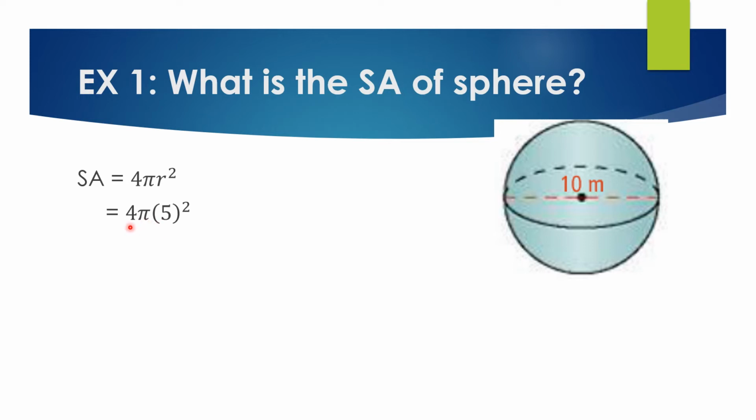So it would be 4 pi times 5 squared, which is 4 pi times 25, right? Pi r squared. And then 4 times 25 is 100, so it's just going to be 100 pi meters squared. And unless it specifies otherwise, I'm just going to stick to leaving my answers in terms of pi.